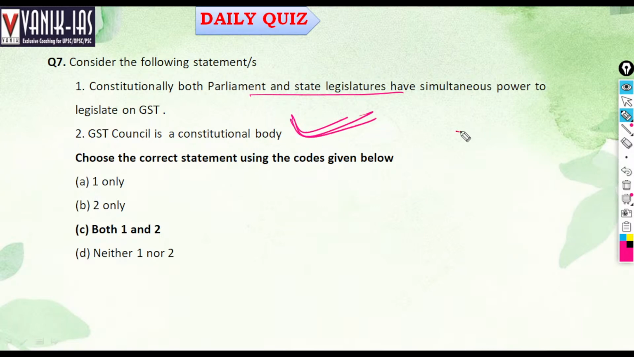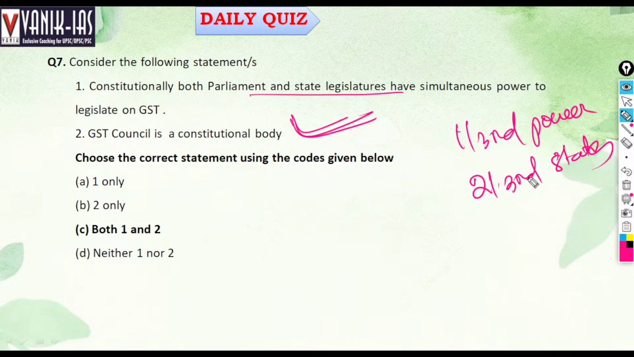See, the Centre has 1/3 voting power in the GST Council, and 2/3 voting power lies with the states, right? That is indirect tax governance. So C is the answer. It is chaired by the Finance Minister. GST Council is chaired by the Union Finance Minister, and all the Finance Ministers of the states. Both options 1 and 2 are right.